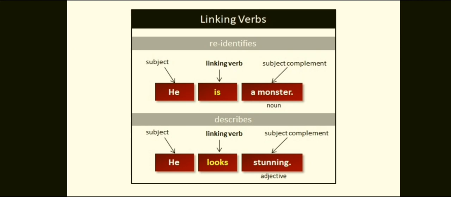For example, he is a monster. He is the subject, is the linking verb, a monster is the subject complement. The next example, he looks stunning. Here he is the subject, looks is the linking verb and stunning is the subject complement. So, is, looks connect the subject of the sentence to the subject complement.